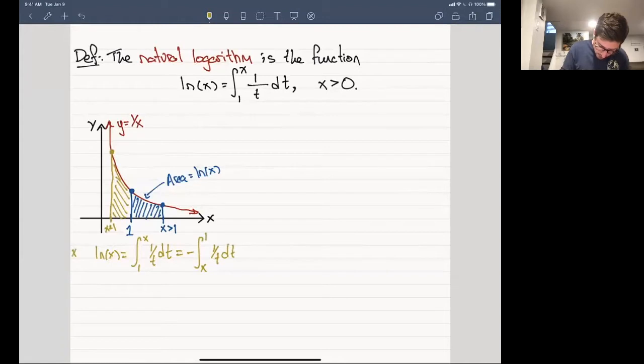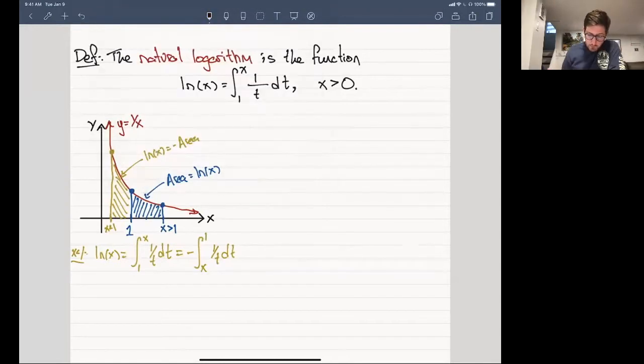And this is in the case when x is less than 1. So we're just illustrating. And so essentially what this is saying is that ln of x in this case is minus the area in this yellow region, right? So it's slightly complicated. You're sort of pivoting around x equal to 1 here.